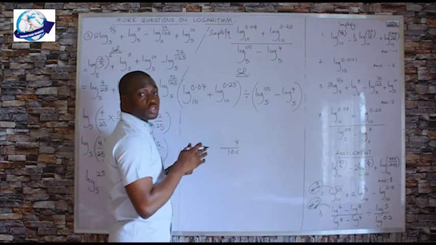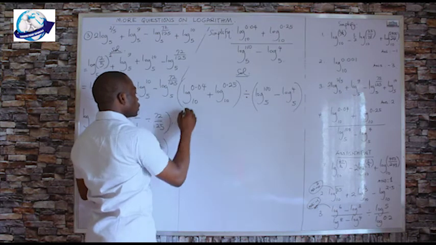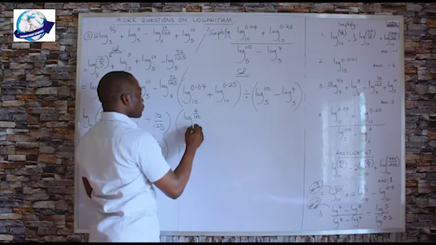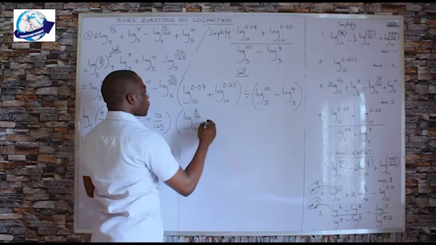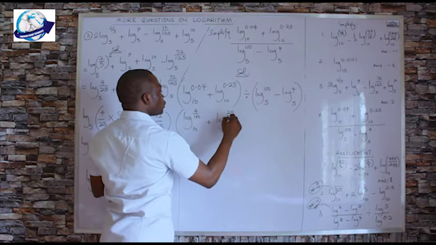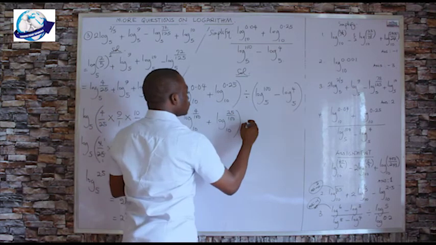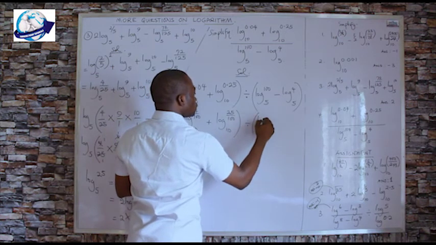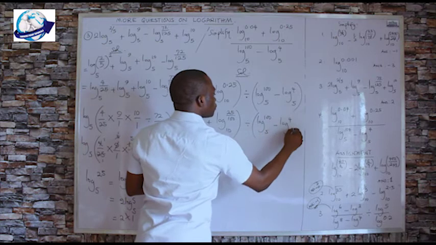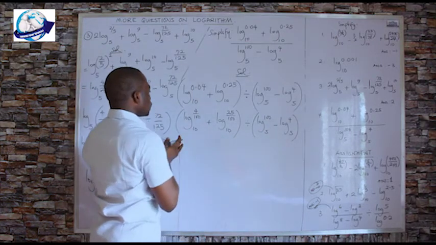You see you have 4 over 100. It's okay. So from here we have this now. We have logarithm 4 over 100 base 10, plus logarithm 25 over 100 base 10, then divided by logarithm 100 base 5 minus logarithm 4 base 5. Alright, I think we can help ourselves here.